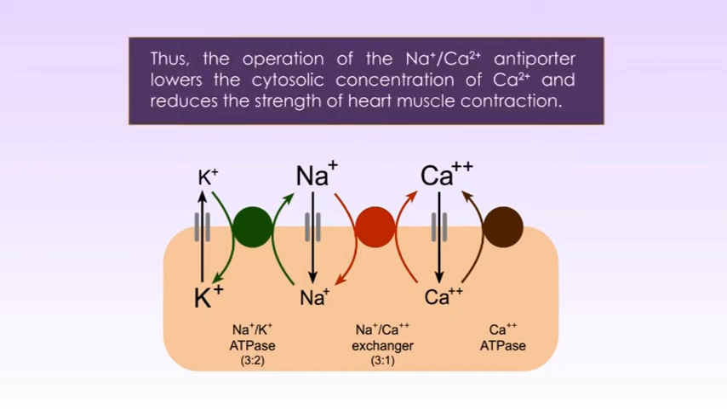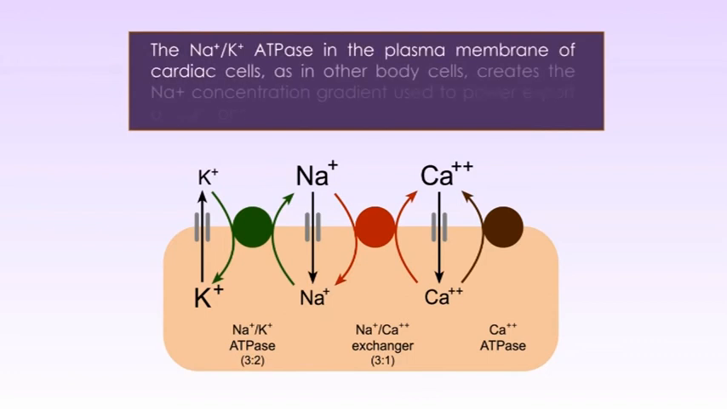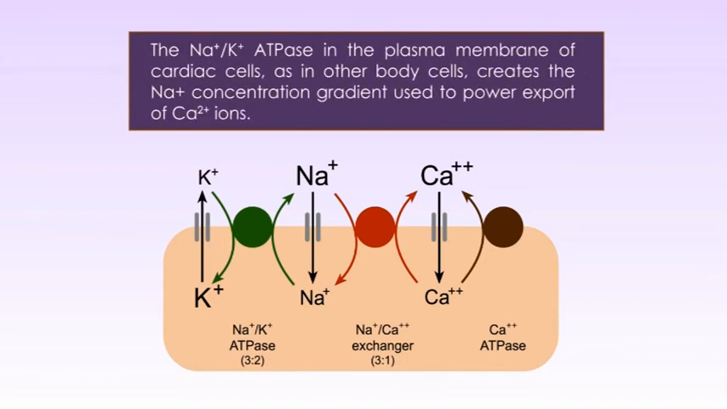Thus, the operation of the sodium-calcium antiporter lowers the cytosolic concentration of calcium ions and reduces the strength of heart muscle contraction. The sodium-potassium ATPase in the plasma membrane of cardiac cells, as in other body cells, creates a sodium ion concentration gradient used to power the export of calcium ions.